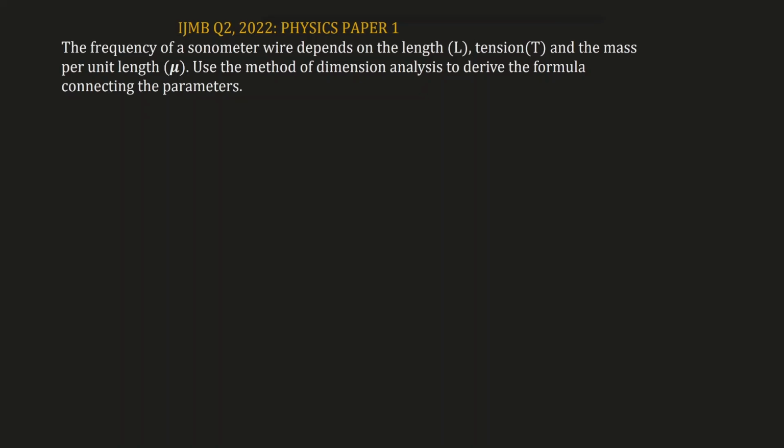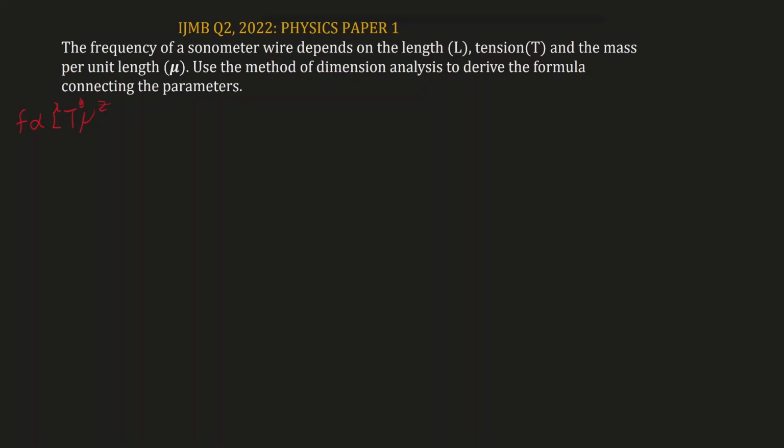So let's represent that with an equation. Frequency depends on the length, tension, and linear density. The extent to which it depends on these parameters was not given, so we represent that with an unknown. So frequency depends on length to an exponent of x, tension to an exponent of y, and linear density to an exponent of z.